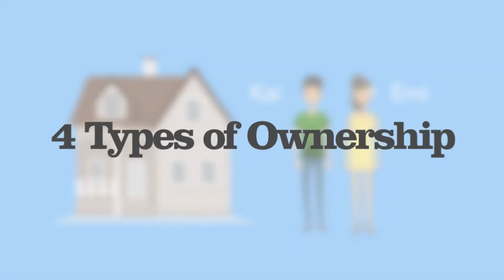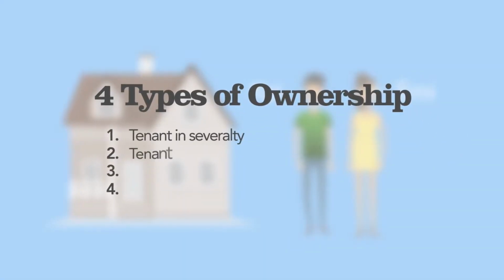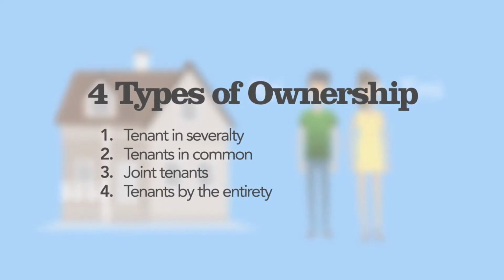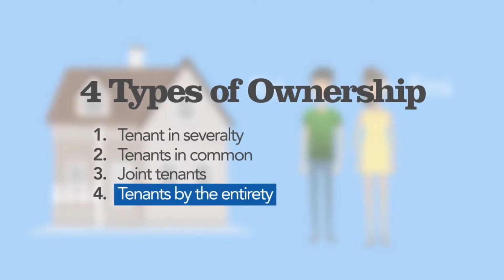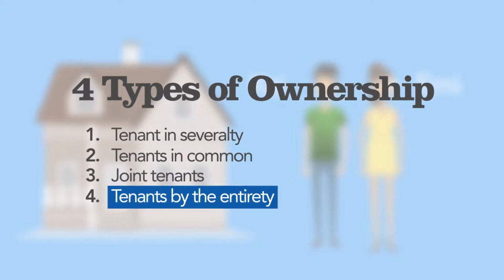There are 4 types of ownership for them to choose from: tenant in severalty, tenants in common, joint tenants, and tenants by the entirety. Let's say Kai and Emmy are considering taking title as tenants by the entirety. What does that mean for them?